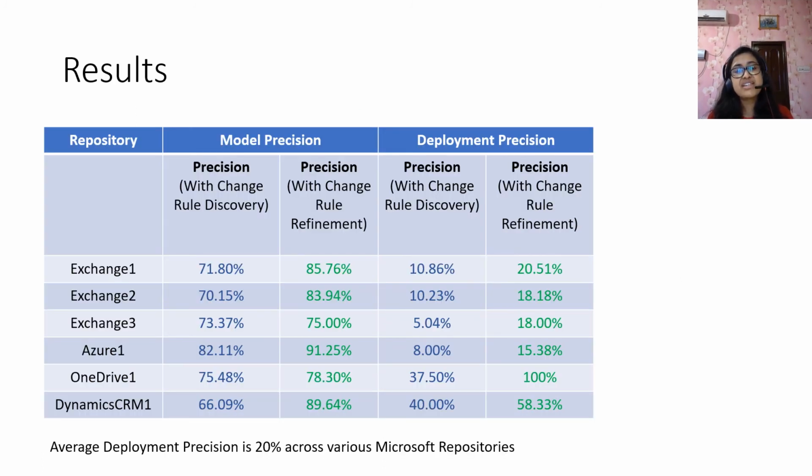So we have selected about 6 repositories within Microsoft and evaluated Rex on them. The second and third columns talk about model precision with and without change rule refinement, and the last 2 columns talk about deployment precision with and without change rule refinement. As you can see, with change rule refinement, both model precision and deployment precision have significantly improved over values without change rule refinement. On an average, we are able to achieve about 20% deployment precision across different Microsoft repositories.